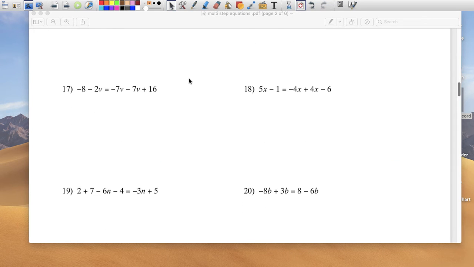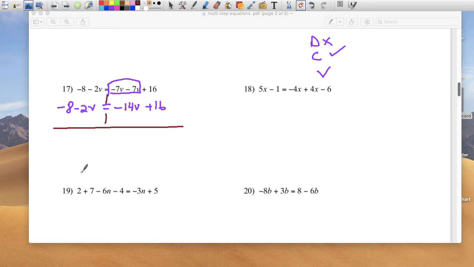17, likewise. Distributive property, no. Combining like terms, for sure, I think I can combine. So negative 8 and negative 2v, those two I cannot combine. But on this side, I can combine these two guys here. Negative 7v and negative 7v gives me negative 14v. And then the plus 16. Combine like terms, done. Variables, is there a variable on the left side and a variable on the right side? There is. So one of them has to go. So you see a v here and a v here.